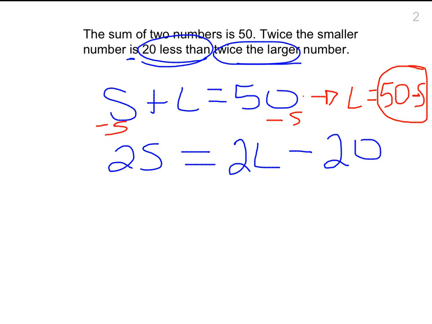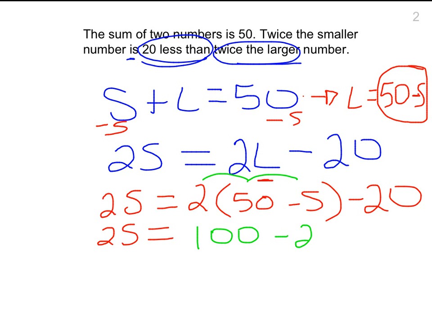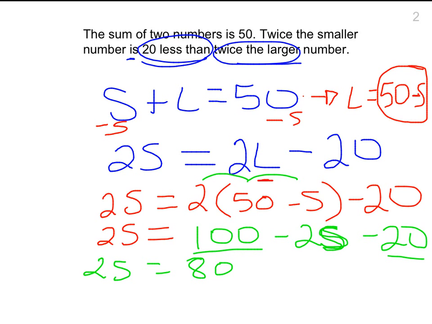Take the 50 minus S, put it in for the L. So 2S equals 2 times 50 minus S minus 20. So then now we have one variable left, just our S. We're going to distribute here. So we'd have 100 minus 2S minus 20. And then combine these like terms right here. Remember, this is an S, not a 5. And we get 2S equals 80 minus 2S.